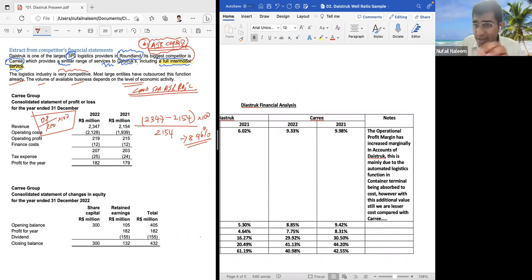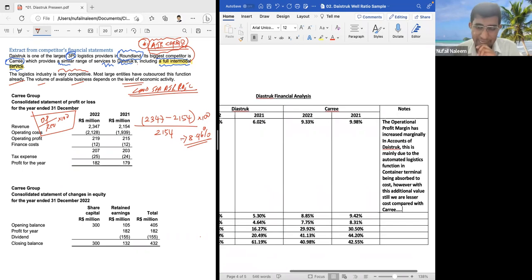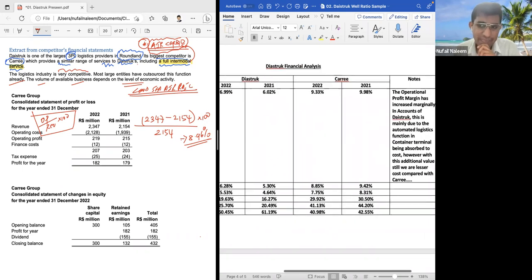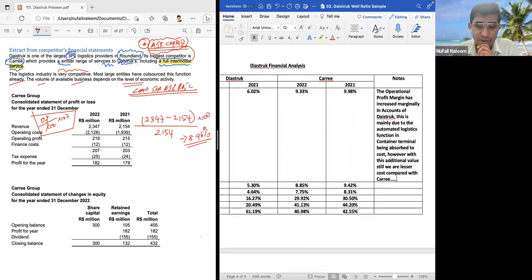That means Carry has reduced their prices a little bit, but still we are better than Carry, even with the changes. Can I get a confirmation from you all in the chat box, students, if you are understanding that point of view? Because Carry is in a different business model. We are in a different business model. Excellent. Thank you very much.